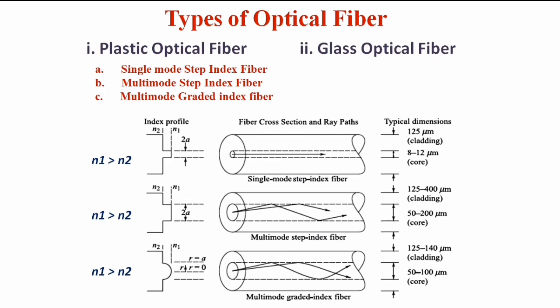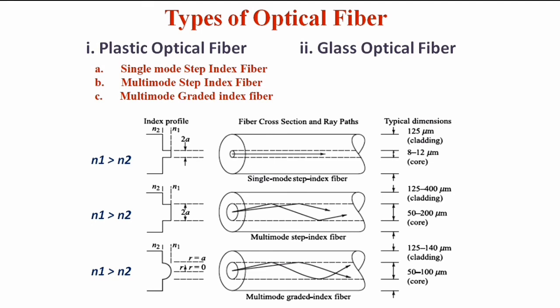Then what do you mean by step index fiber? The refractive index of the core medium is constant throughout the core, and the refractive index suddenly changes, abruptly changes, into the cladding, a step change. So it is called a step index fiber. Then the refractive index profile of the single mode step index fiber is shown here against the fiber structure. Since N1 is greater than N2, the refractive index profile of the core medium is higher than the refractive index of the cladding medium as per the diagram.